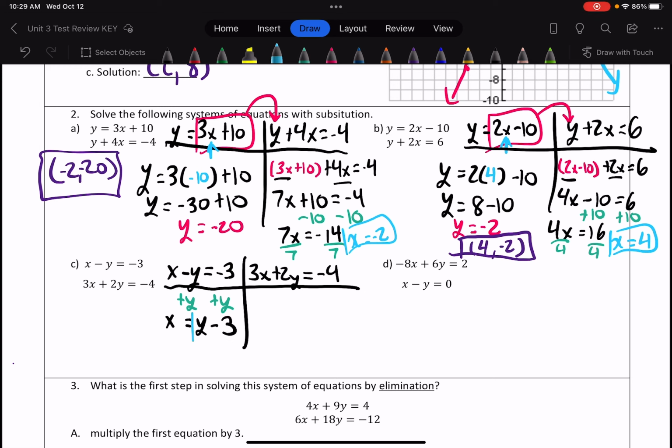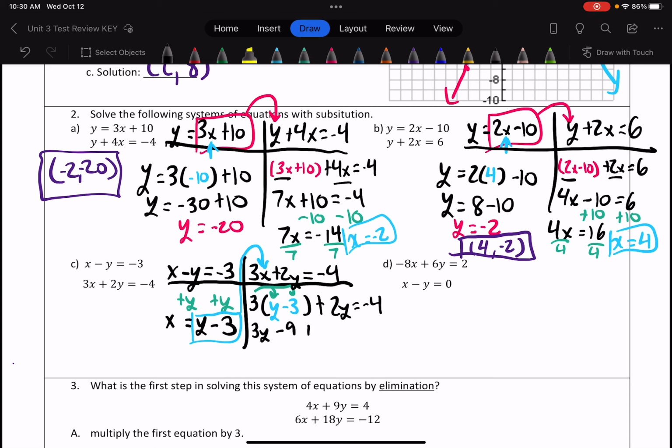I can now take this value, y minus 3, and substitute it for x in my right equation, or in my second equation. So I'm going to have 3 multiplied by this y minus 3 plus 2y is equal to negative 4. Now in this case, I do have a coefficient, so my next step should be to distribute the 3, which is my coefficient outside the parentheses. This will give us 3y minus 9 plus 2y is equal to negative 4.